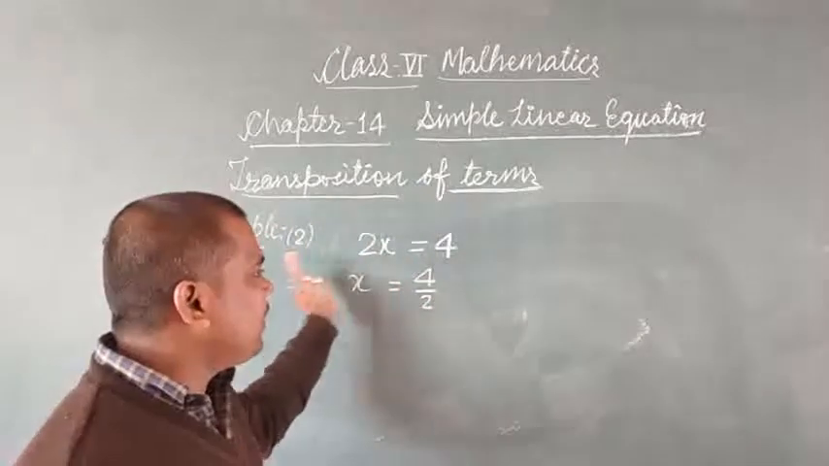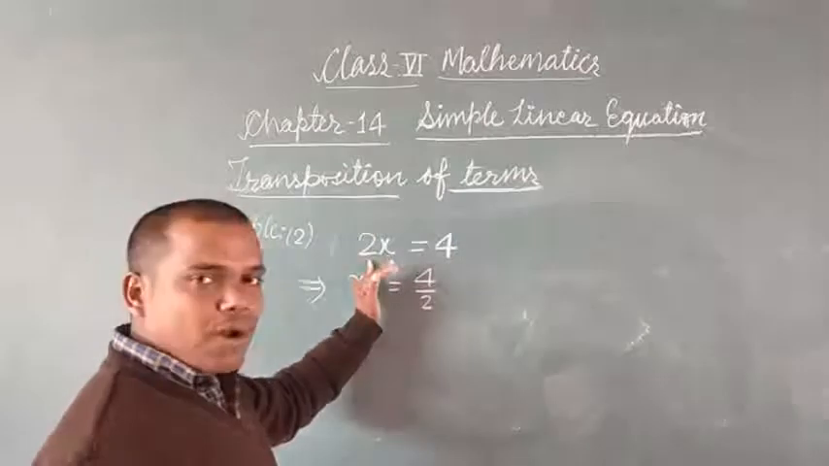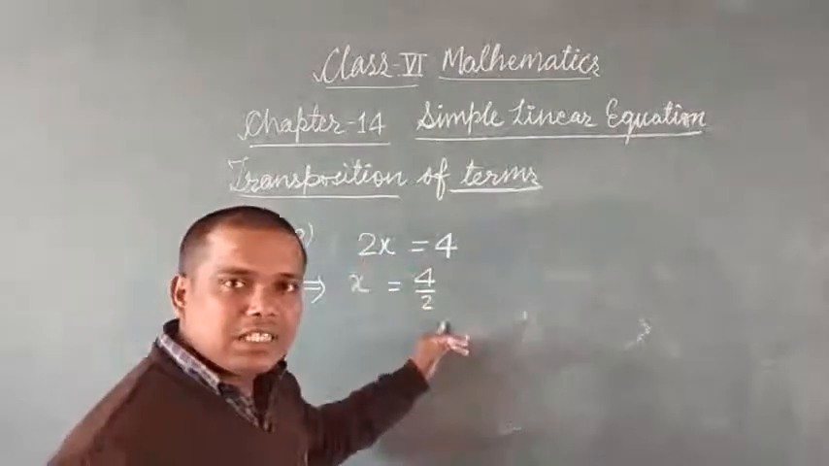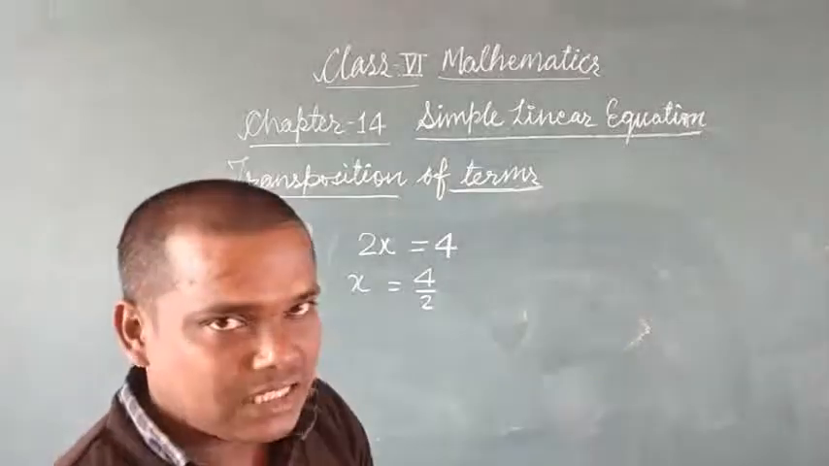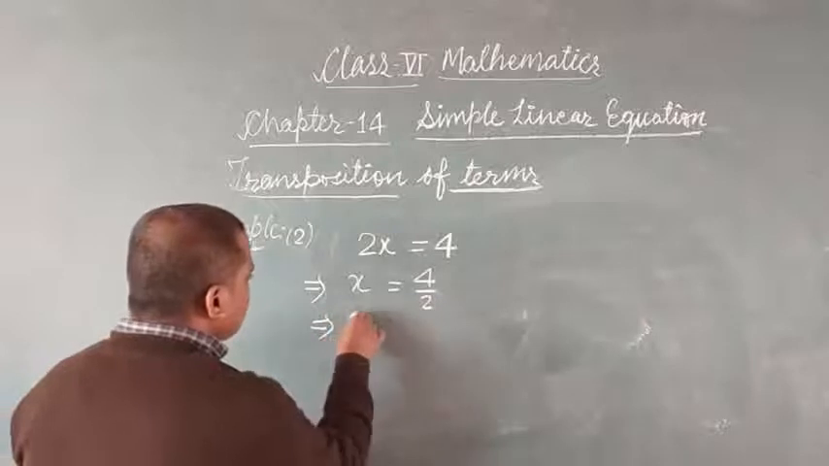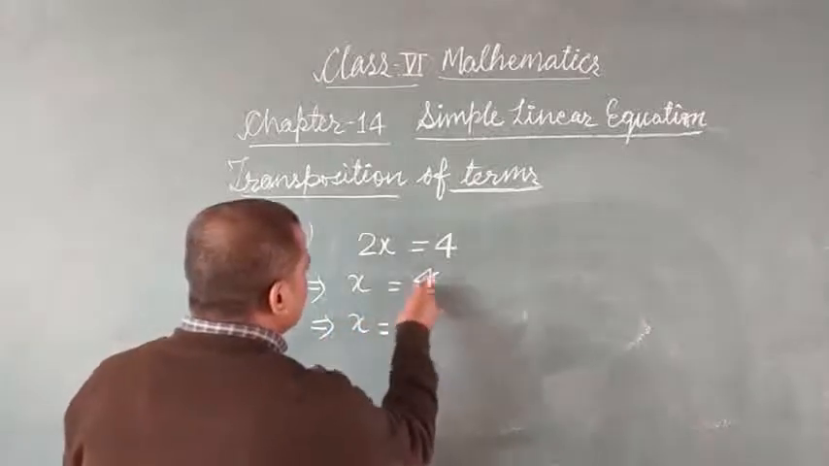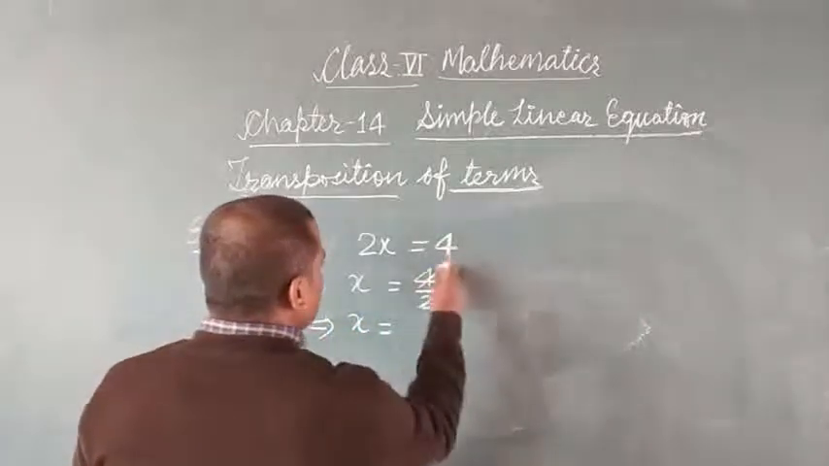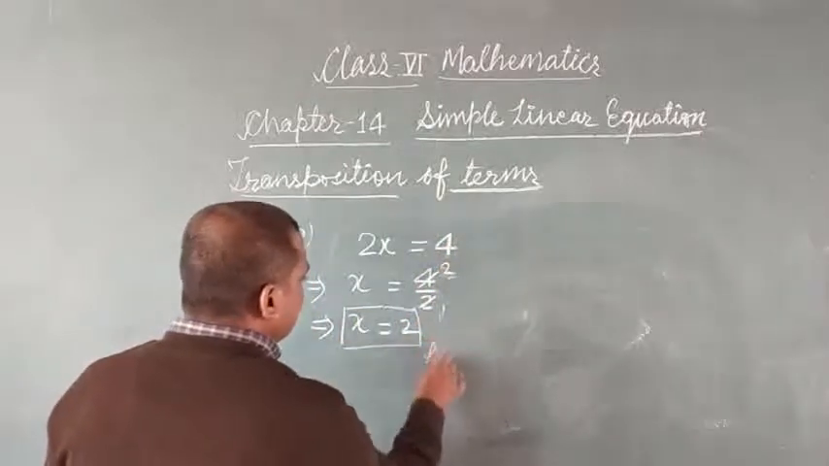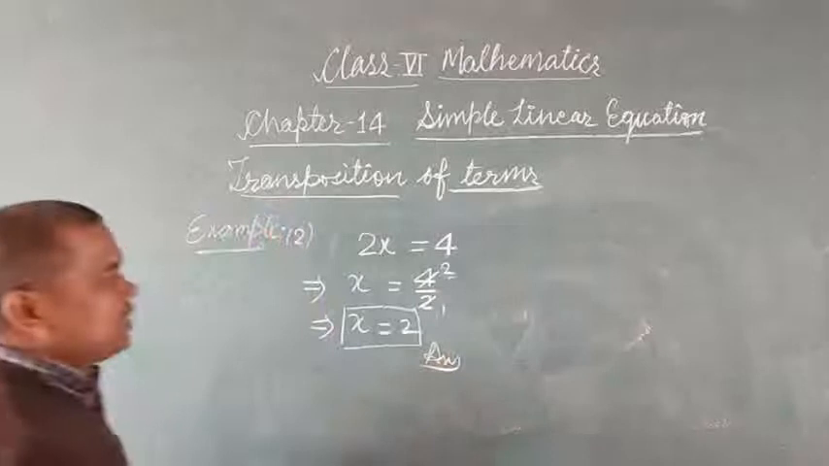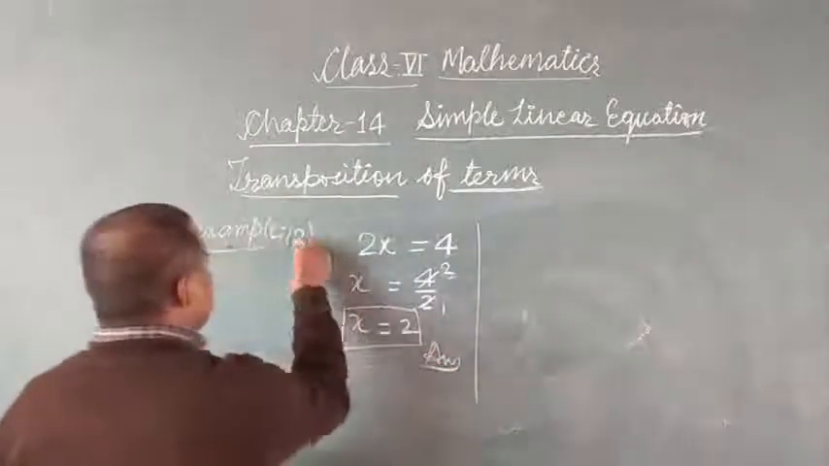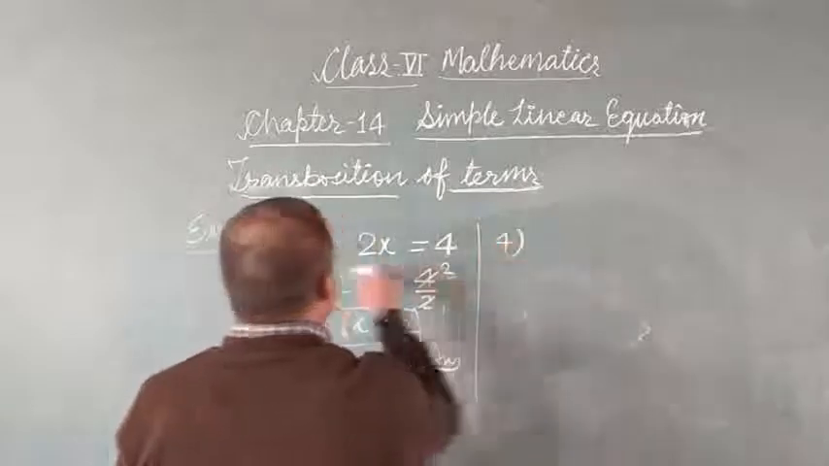So coefficient will directly from left side to right side will go. So here coefficient it will come in division to the right side. Okay. So it will become x is equal to 4 by 2. So we write here 2 and this is the answer of the solution. So this is the solution of this equation. And now it is third number and now fourth number you see.